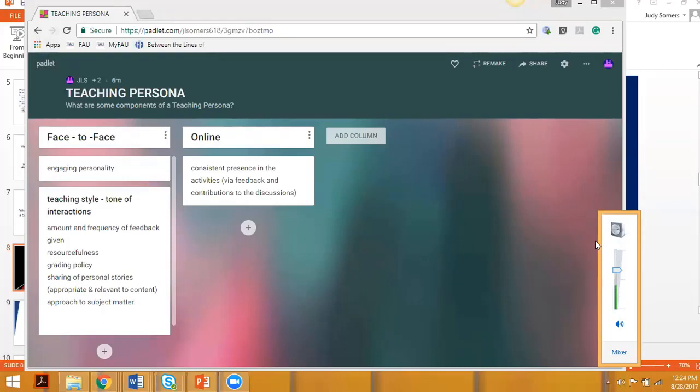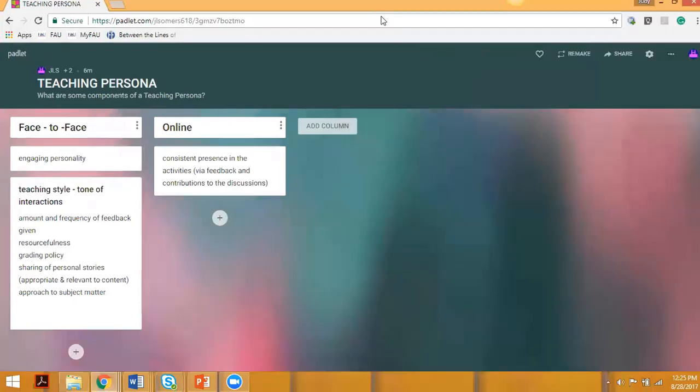All right, so I have a list of things that I think contribute to creating your teaching persona. And the first one I have is your teaching style. If you are an authoritarian, stern kind of person, or more of an equalitarian, democratic kind of leader, that will reflect on the tone of your interactions with your students. And it also reflects a lot on your grading policy.